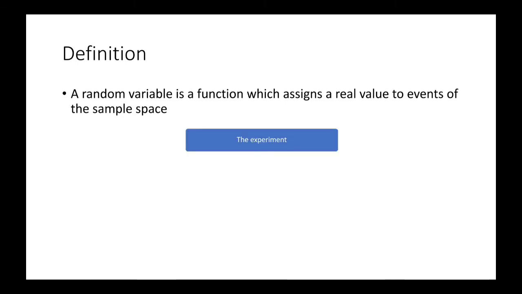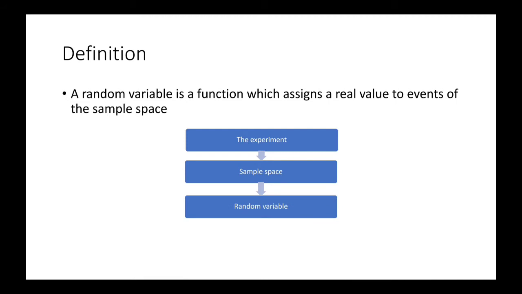First, we need to understand the experiment. After that, we need to calculate the sample space. Then the random variable comes in, and what it does is assign real values to all the events of the sample space. And finally, we apply the probability function to the random variables, which then gives the assigned probabilities.